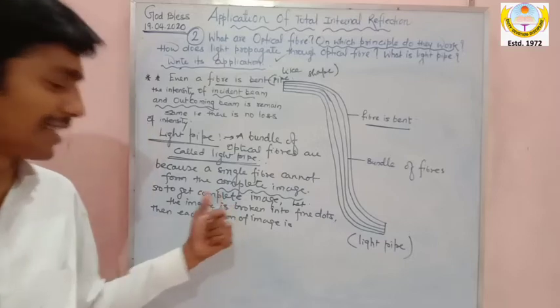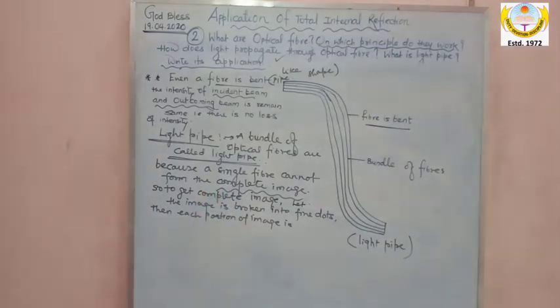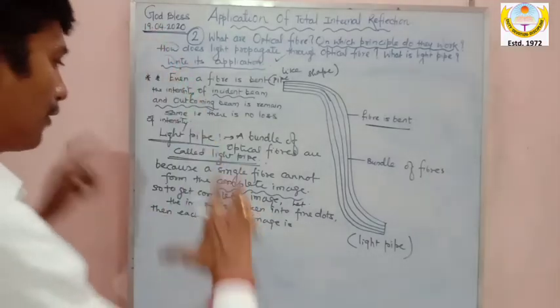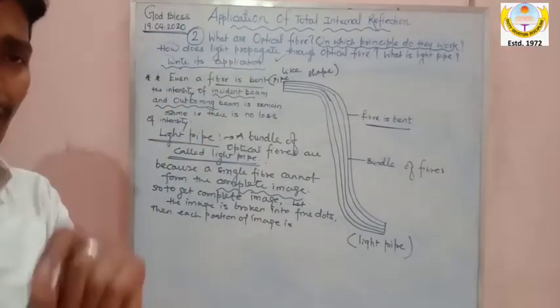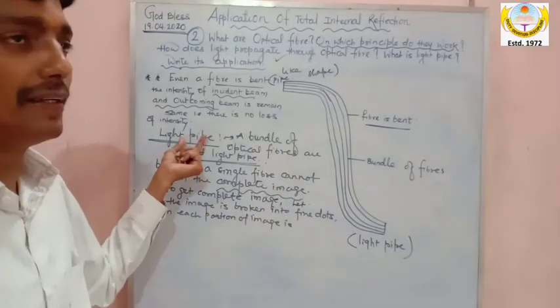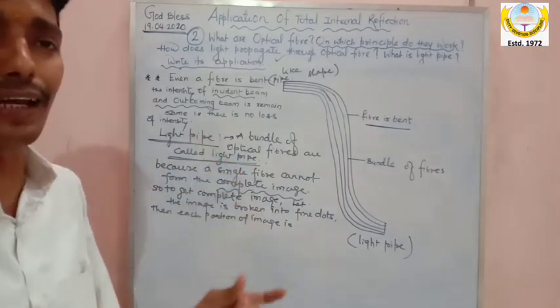So this is such a nice topic, my dear: each image is supposed to be broken into fine dots, and then each portion of the image is seen through a separate fiber. This is a wonderful concept. I hope you are getting it. This is the reason why science constitutes a light pipe.